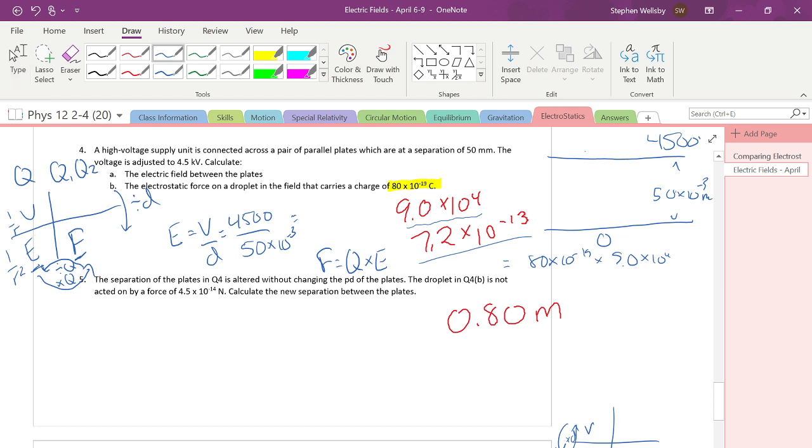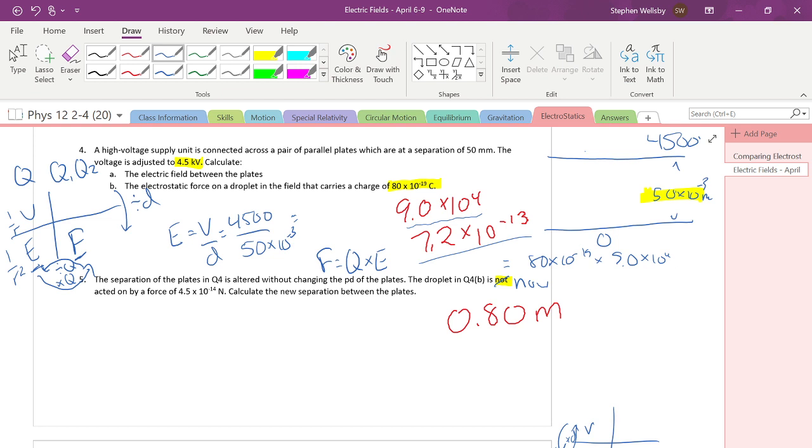Now we have the same potential difference. So in this case here, this is the potential difference, and we've now changed the space between these plates. So this is no longer 50 millimeters. By the way, this is a typo, this should say it is now acted on by a force of 4.5 times 10 to the minus 14. Hopefully that wasn't what's causing the confusion.